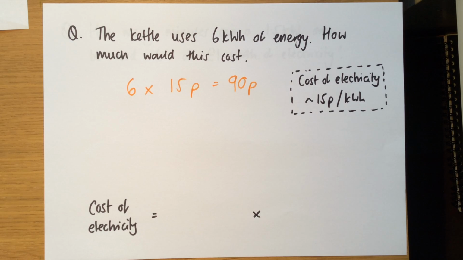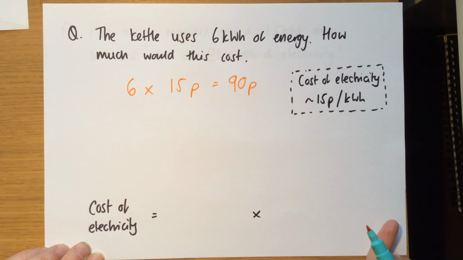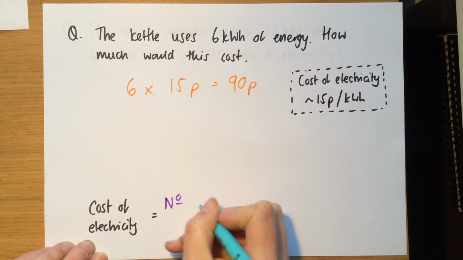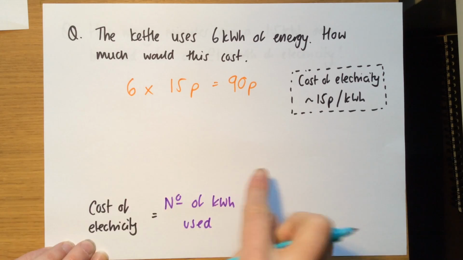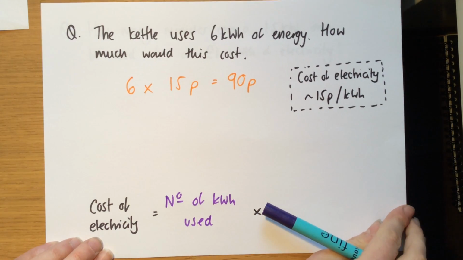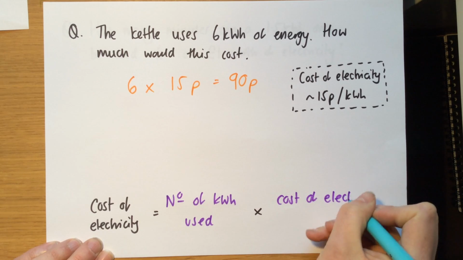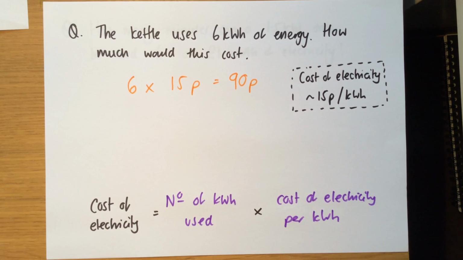3 hours. Now all we've done there is a simple equation that you might not think of as an actual equation, but we've just done 6 times 15, where 6 is the number of kilowatt hours used and 15p is just the cost per kilowatt hour, the cost of electricity per kilowatt hour. And this is exactly what your electricity provider does to work out how much your bill is.